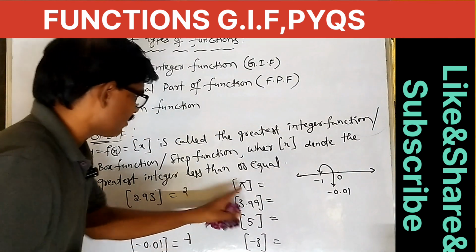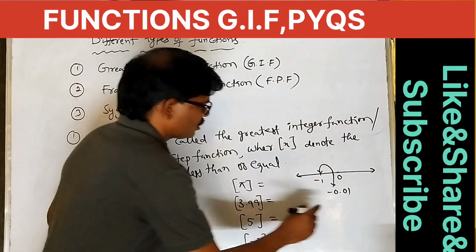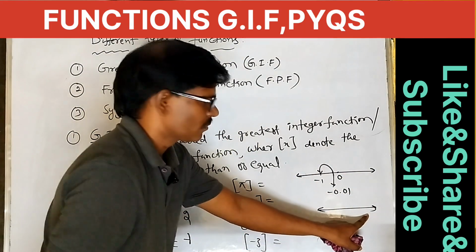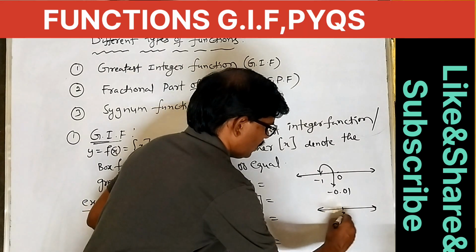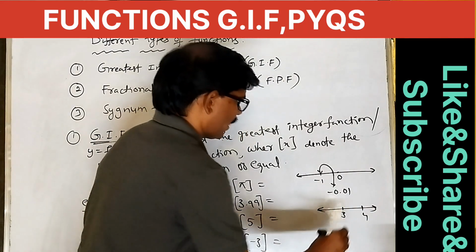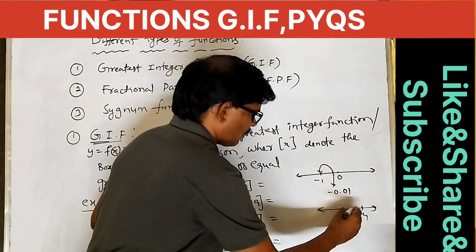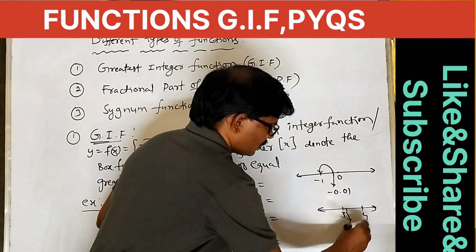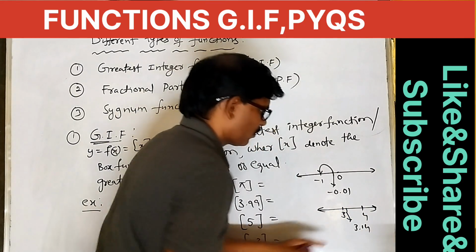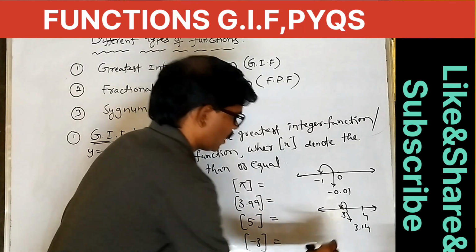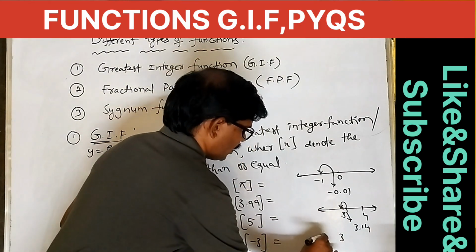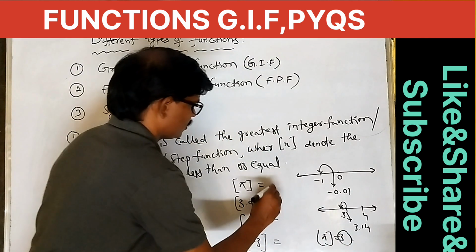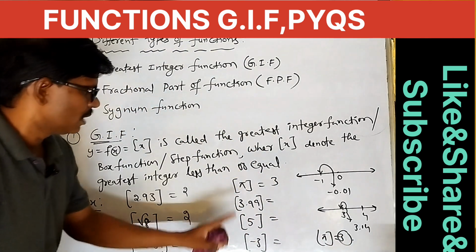Okay, next another one, pi. What is the pi value? Pi is equal to 3 point something. On the number line, 3 to 4, 3.14 is here only. The left side value is equal to 3. This is the step of pi. Step of pi is equal to 3, our answer.